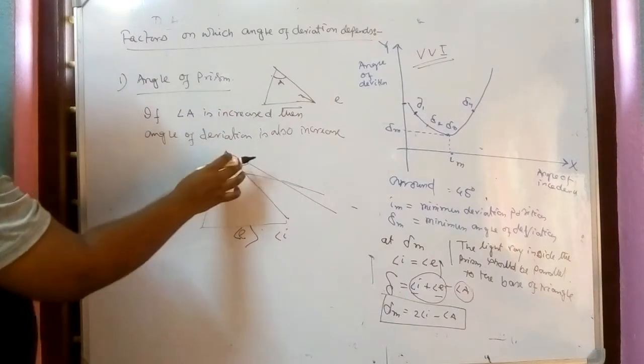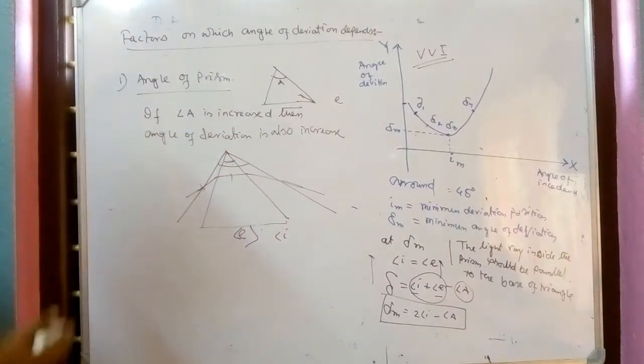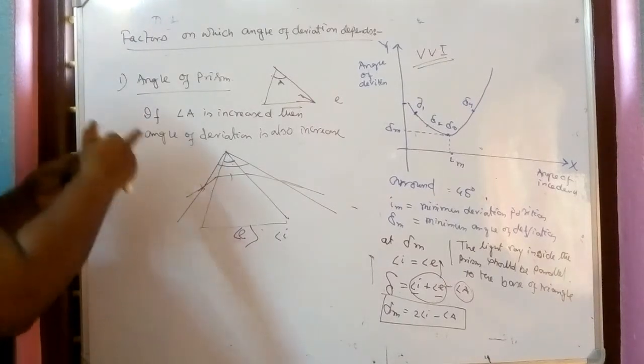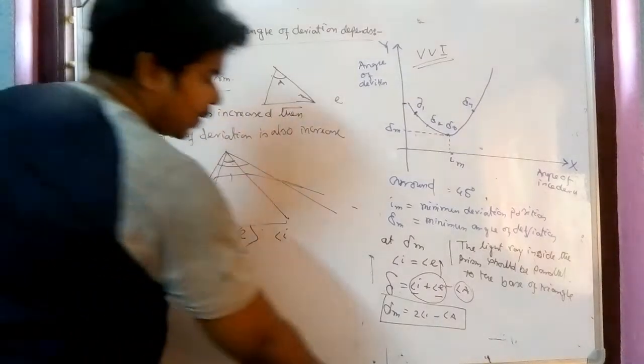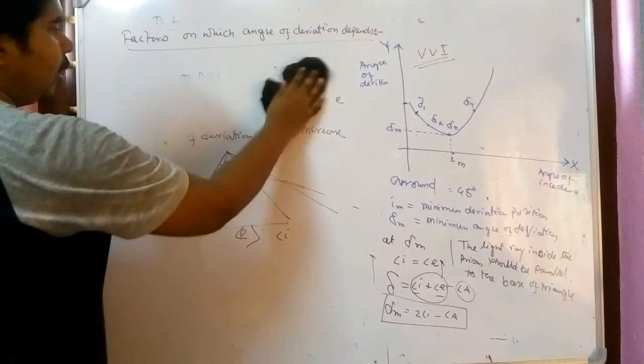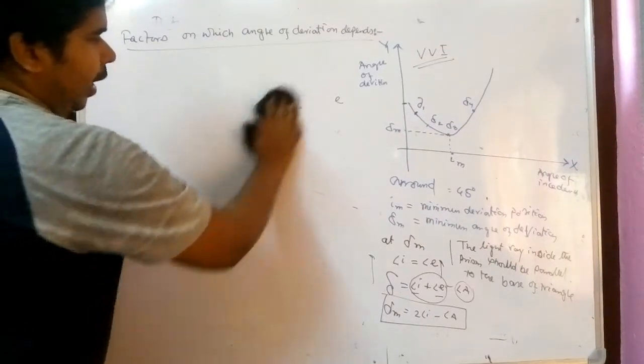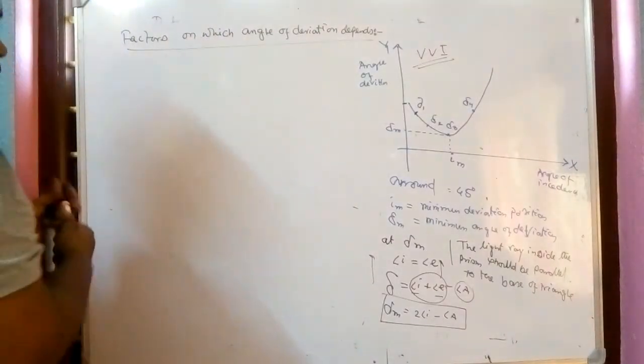Simple thing, if the angle of prism is increased, that angle of deviation is also increased, because the path of light ray is more through the prism. That is the second factor. Coming to the third factor, and that is also very much important.